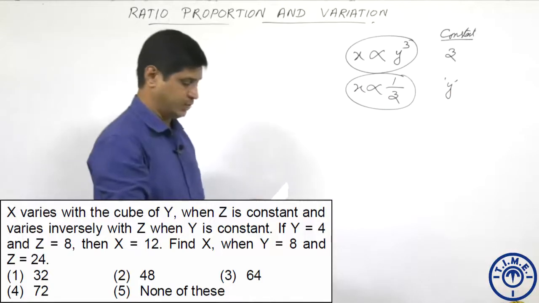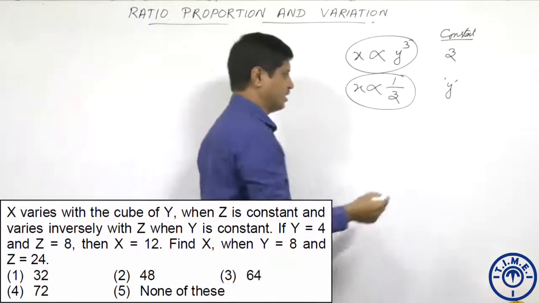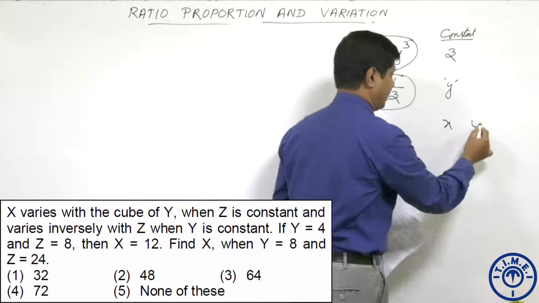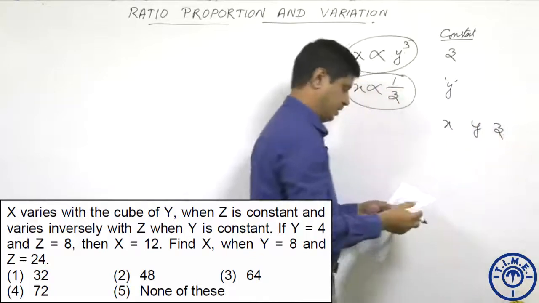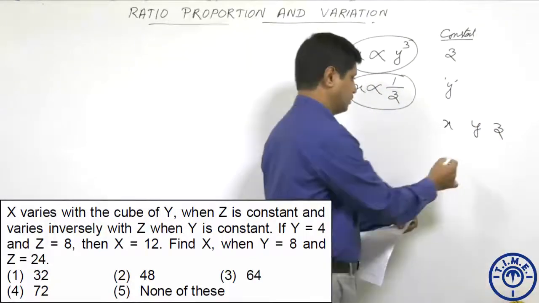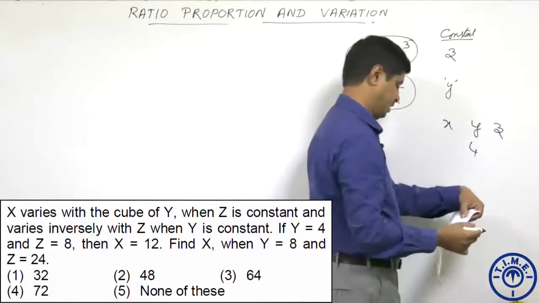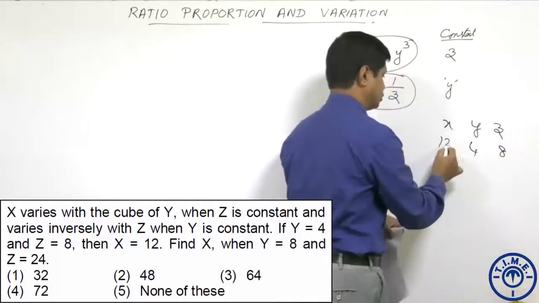The values of x, y and z are given. Now what are the values of x, y and z? The value of y is equal to 4, z is 8 and x is 12.